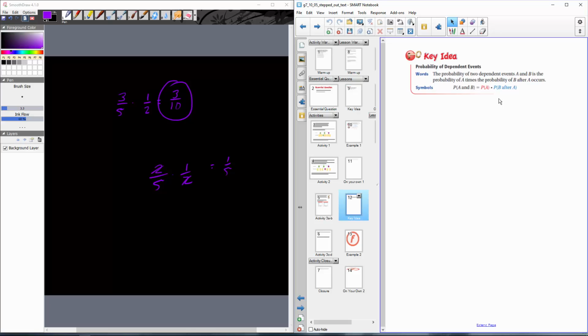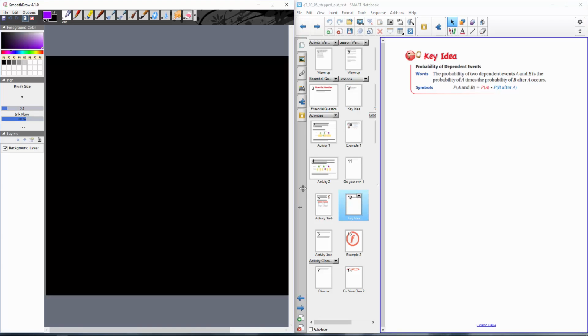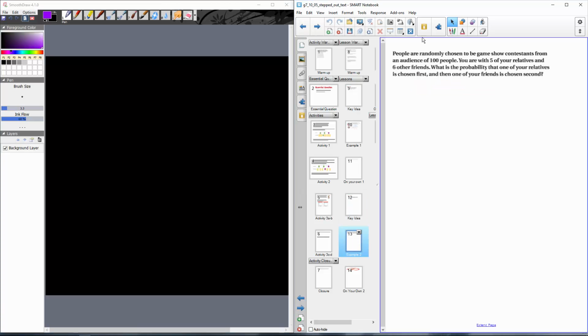Now, dependent events are different, right? Because now, if I do one thing, I hold on to it. Meaning, if I have 100 options at first, and then I do one thing, now I only have 99 options left after. So here's an example. People are randomly chosen from the audience for a game show. So there's 100 people. You are there with 5 of your relatives and 6 other friends. What's the probability that one of your relatives is chosen first, and then one of your friends is chosen second?